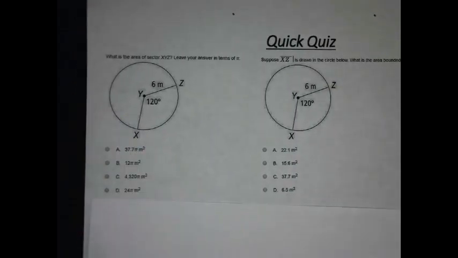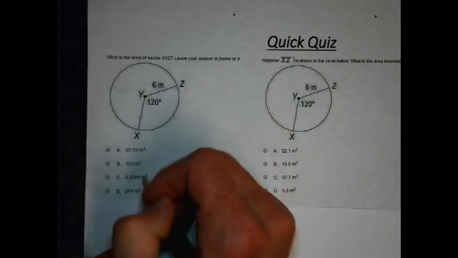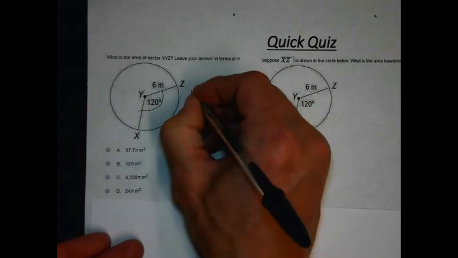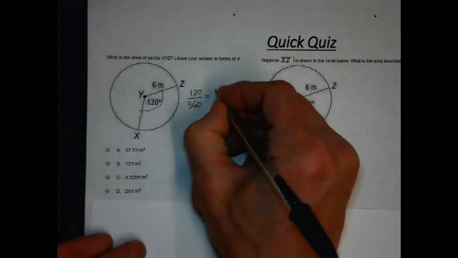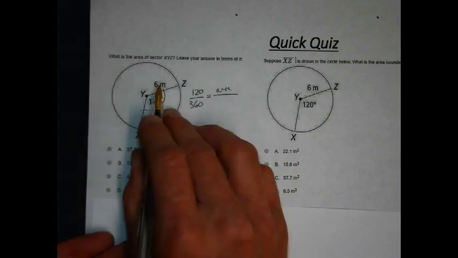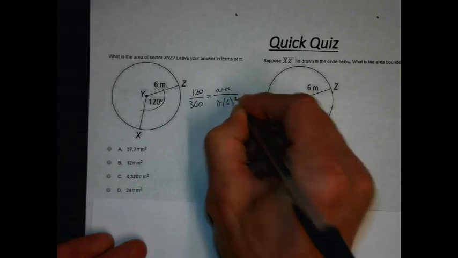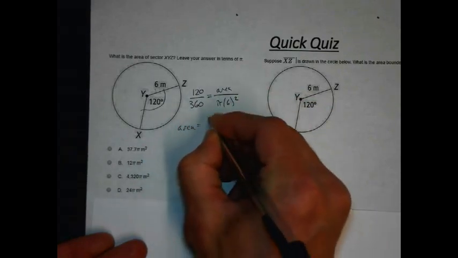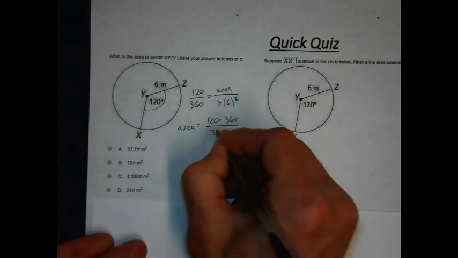So the first question in the quick quiz, what is the area of the sector of x, y, z? Okay, we're going to leave our answer in terms of pi. Well, our central angle is 120 degrees, so 120 is out of 360, much like the area we are looking for is out of the area of the whole circle, which is found using this. And the area of the whole circle is going to be pi times 6 squared. So our area is going to be equal to 120 times 36 pi divided by 360.